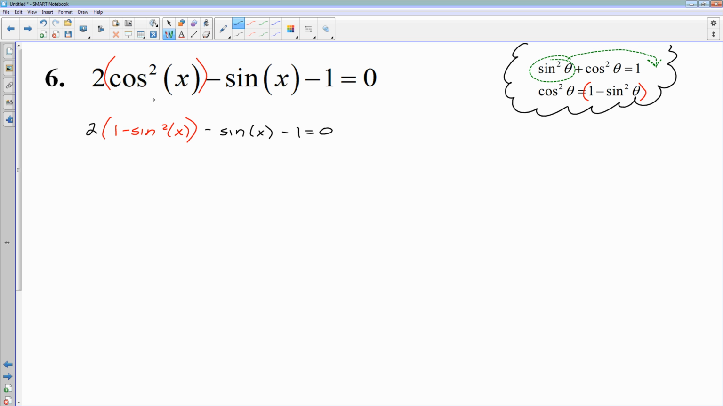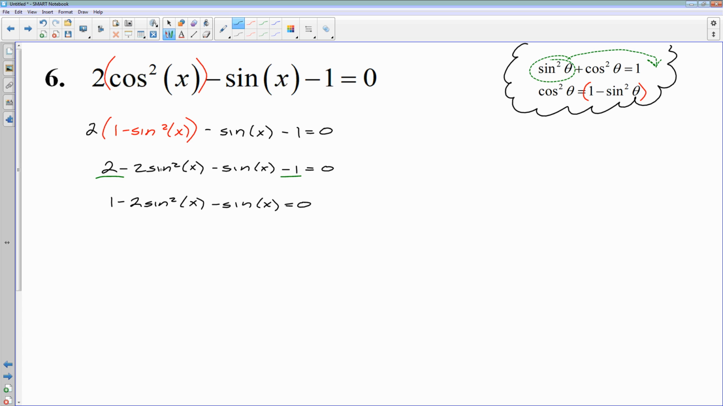First thing I'm going to do is distribute the 2 through these parentheses. 2 times 1 minus 2 times sine squared x minus sine of x minus 1 is equal to 0. On the left side of the equation, I can do 2 minus 1, and last time I checked, that was 1, so I have 1 minus 2 sine squared x minus sine x is equal to 0.